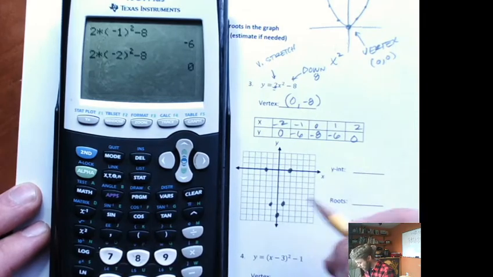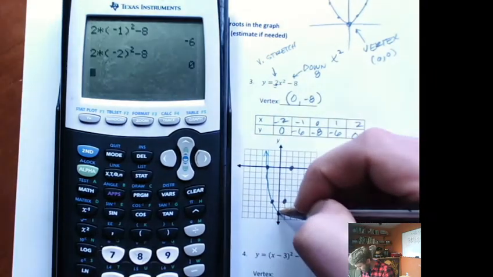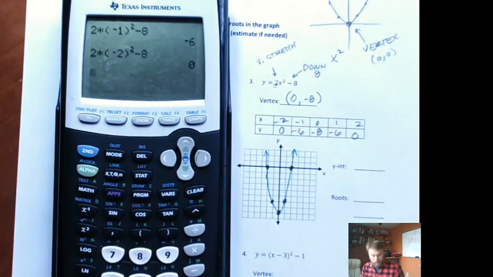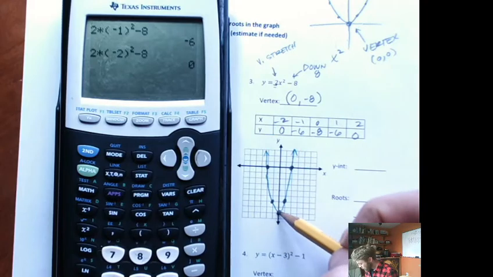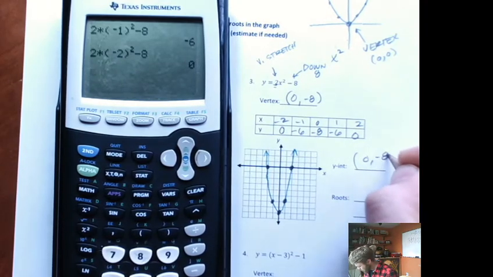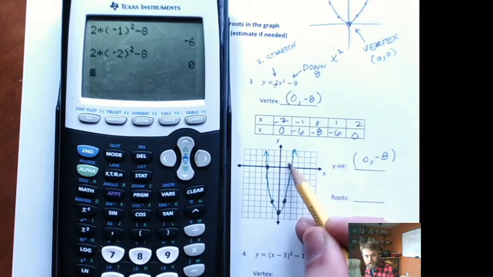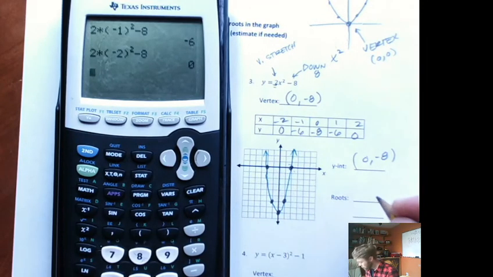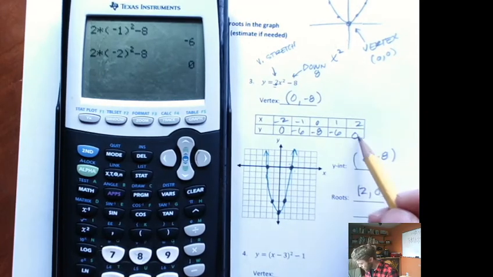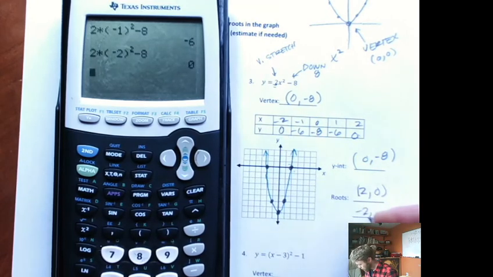All right, now the y-intercept is right here. Let's get a look at this. Always looks like a U. The y-intercept is here, which is the same as the vertex. So sometimes that happens, just coincidence. And then the roots, these other points, are where it crosses the x-axis. So 2, 0. You can see that here in the table. And then also negative 2, 0. Okay, and that's how you do the first two problems.